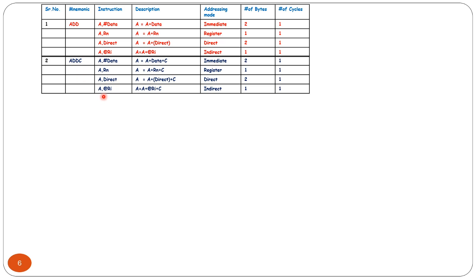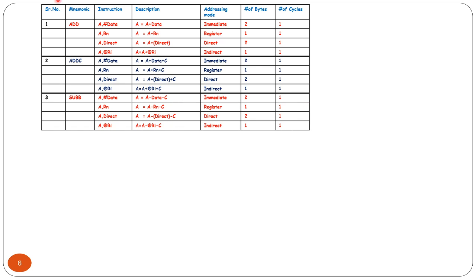ADDC A, @Ri: the content of the carry flag bit is added with the content of random access memory indirectly pointed by Ri, that is the R0 or R1 register. That content is added to the accumulator and the result is stored in the accumulator. So this is the indirect addressing. Bytes required is 1, machine cycle also 1.